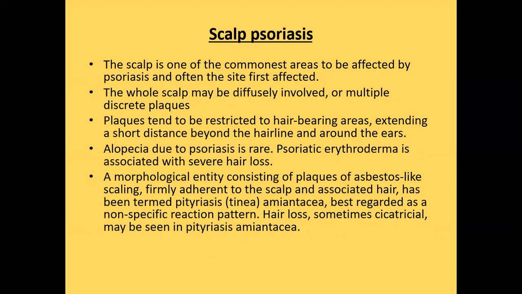There is a morphological entity that consists of thick asbestos-like plaques which are firmly adherent to the scalp and associated with thinning of the hairs. This type is called pityriasis amiantacea and is best regarded as a non-specific reaction pattern. Hair loss, sometimes cicatricial, is seen in this variety.